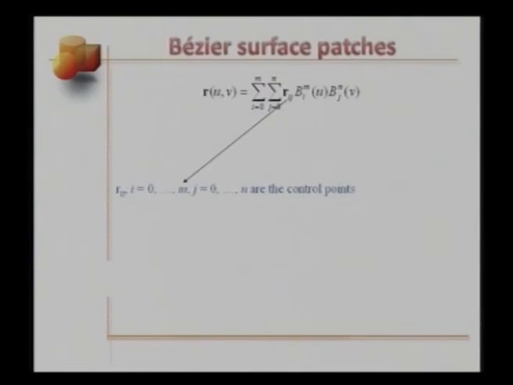As I said, R sub ij, where index i goes from 0 to m and j goes from 0 to n, are the control points or the design points. BIM and BJN are Bernstein polynomials in u and v.